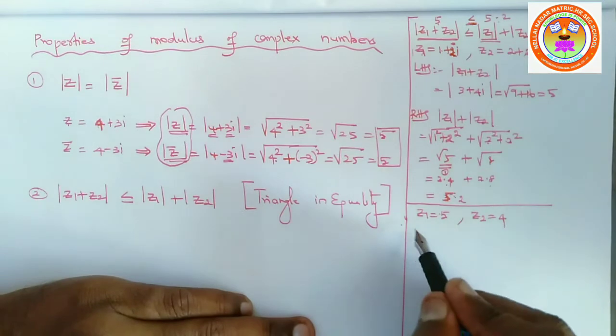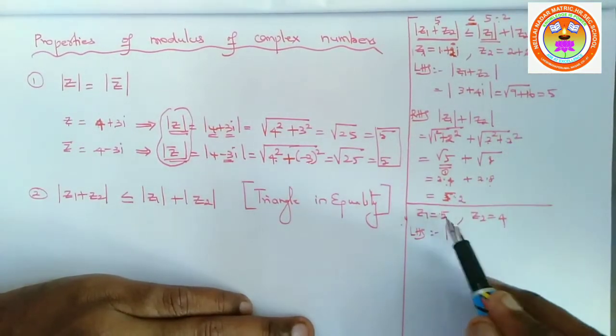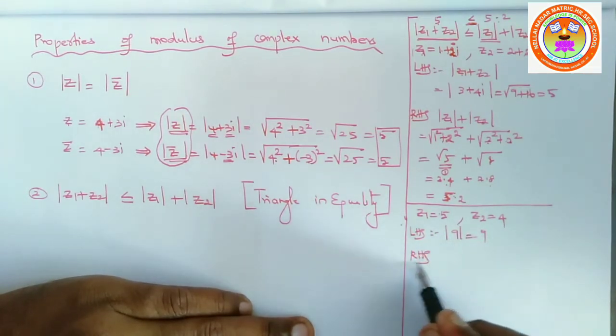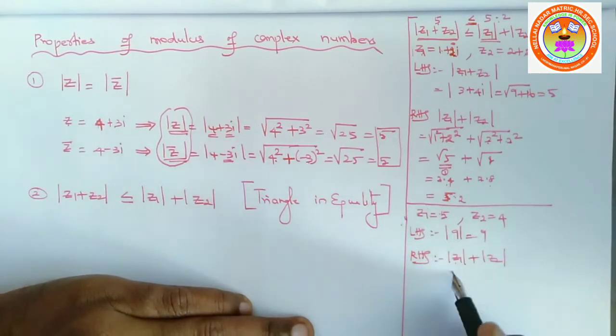So the LHS: what is it going to be? Modulus of z1 plus z2. Add 5 plus 4, 9. Modulus of 9 is 9. The RHS: what is the RHS? Modulus of z1 plus modulus of z2. So modulus of z1 is 5.